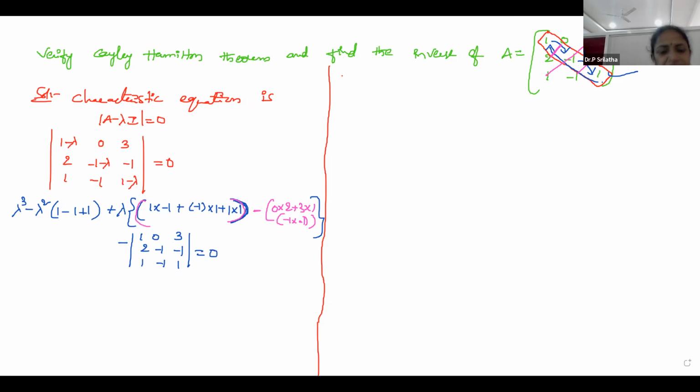So det is -5. Very good. Minus into minus plus, that will be +5. Okay, so the equation is, oh, very good. Roll number 73. Okay, so the equation is lambda cube minus lambda square minus 5 lambda plus 5 equal to 0.